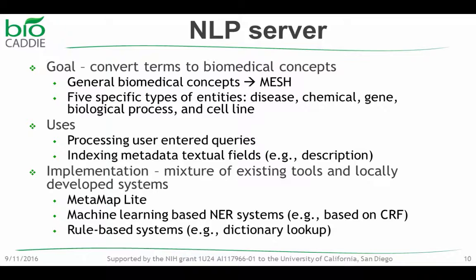And now the NLP will be used in two places. One is to parse the query that the user enters. The other is to index the metadata text fields, for example, the description field. For the implementation, we use existing tools and also some locally developed systems. For example, we use MetaMap Lite, which is a new version of MetaMap. MetaMap is the one used at the National Library of Medicine to index articles to generate MeSH terms. And we also developed some machine learning-based entity recognition systems, for example, based on the conditional random field algorithm. We also have some rule-based systems.